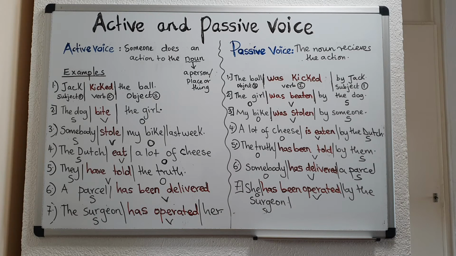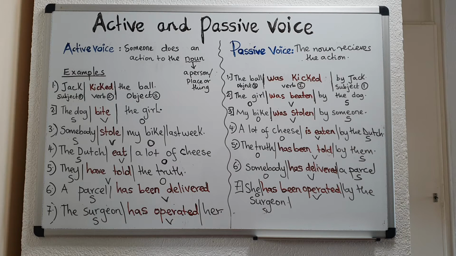Example 5. They have told the truth. They is the subject. Have told is the verb. And the truth is the object.